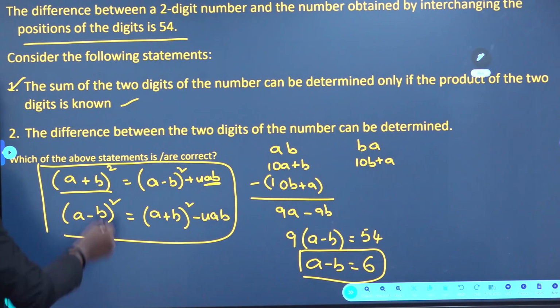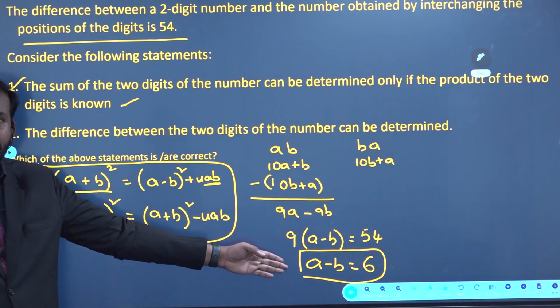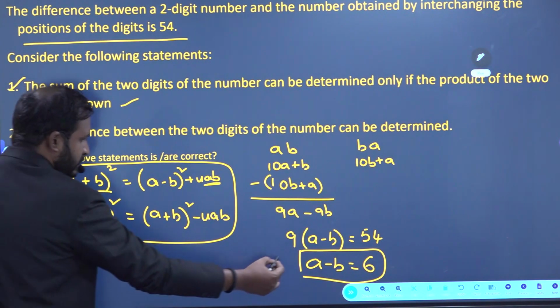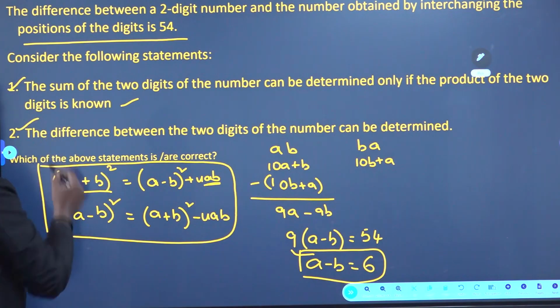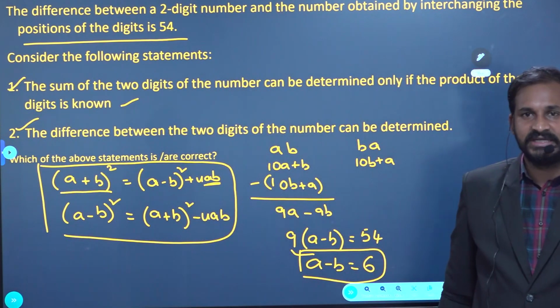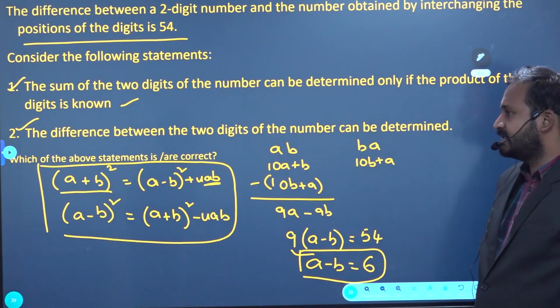Now the second statement. The difference between the two digits of the number can be determined. Yes, we can determine the difference between the two digits of the number. Just now we determined it. What is it? 6. We can determine it directly without any help. So both my first statement and second statement are correct here.